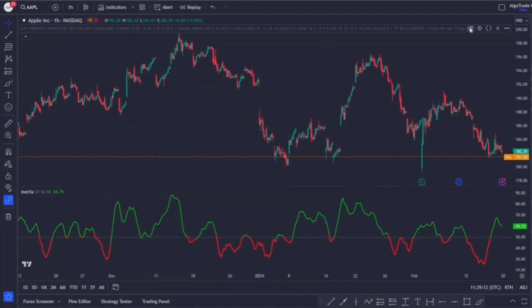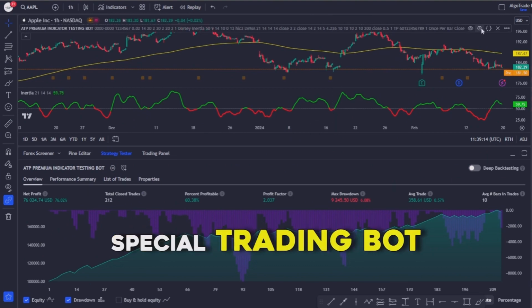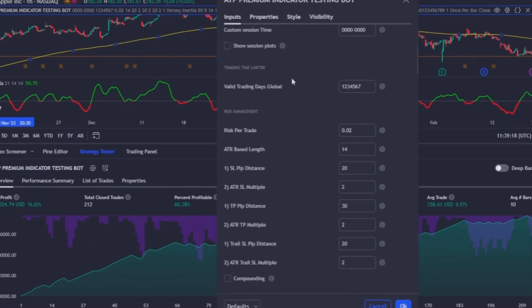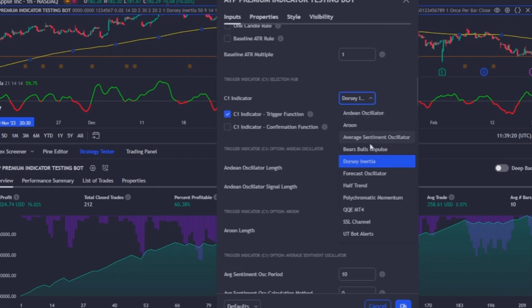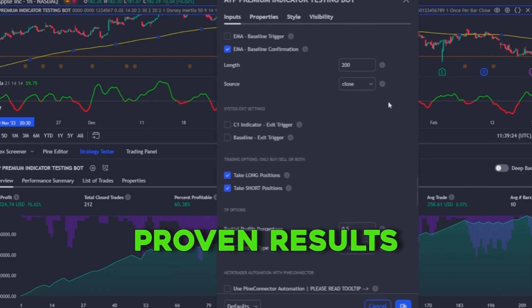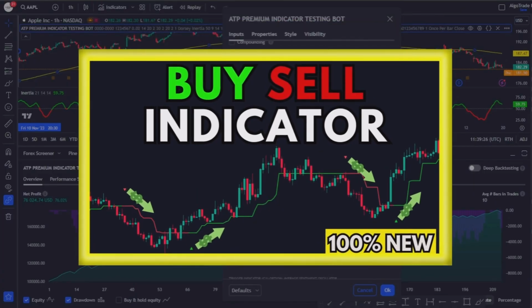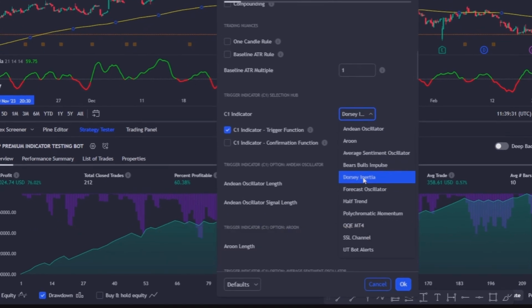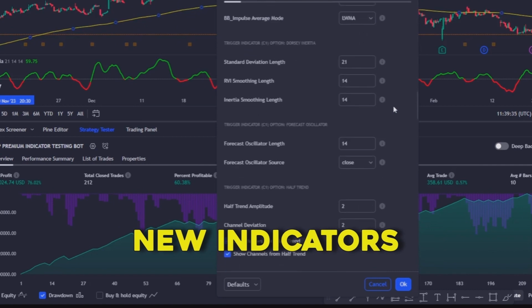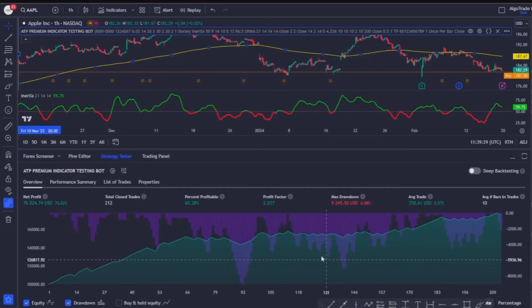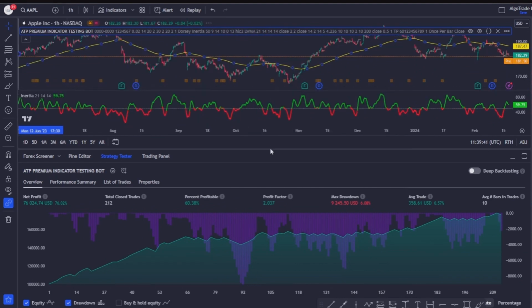For the backtesting process, I will be using a special trading bot that I created only for this series, which will give us the possibility of quickly testing any indicator we want on a big sample size in seconds with proven results. In the last episode, I had 10 indicators available to test and now I have 2 new ones, the Dorsey Inertia and the Forecast Oscillator, and from week to week, new indicators will be added to this special trading tool. During the video, I will tell you how you can access and use this tool as well.